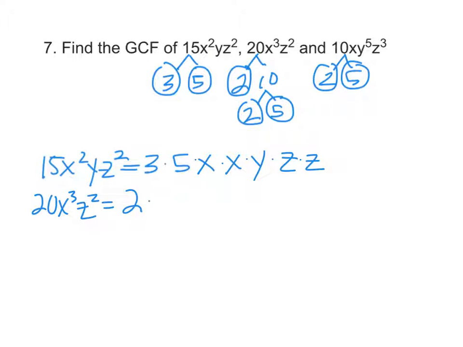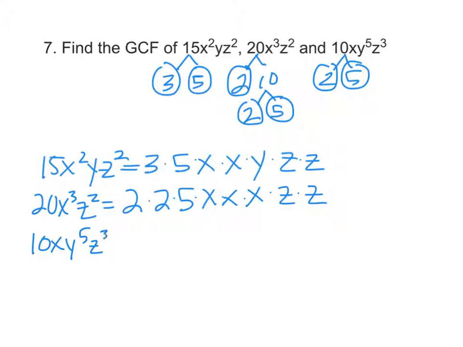So 20 is the same thing as 2 times 2 times 5. We have this x cubed right here. So that means I got to multiply x by itself 3 times. And then we have z squared, which is z times z. Now take that last term, 10xy to the 5th z cubed. 10 I can write out as 2 times 5. We have 1x, and then we have to write y 5 times. And then we have to write z 3 times.